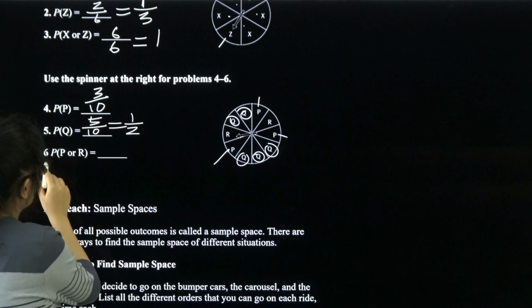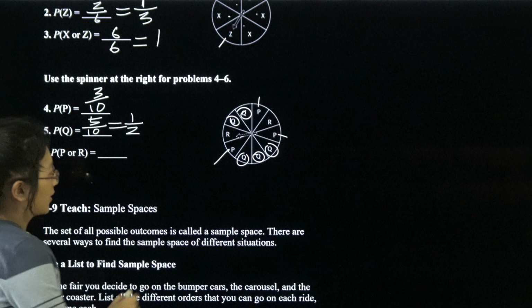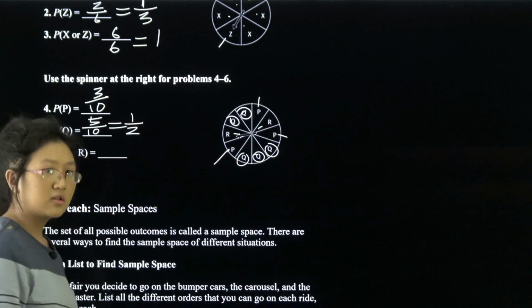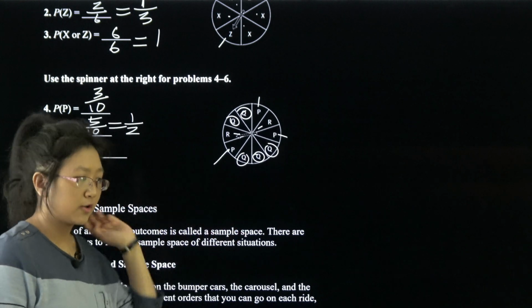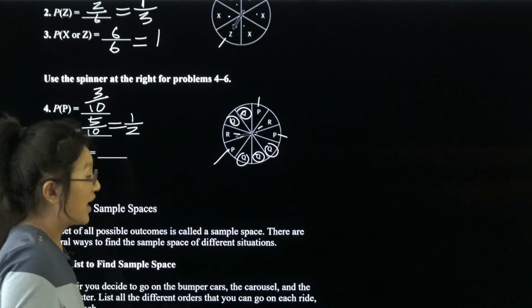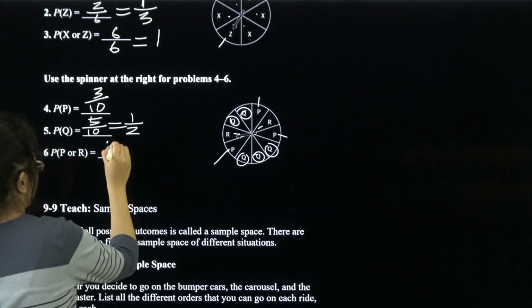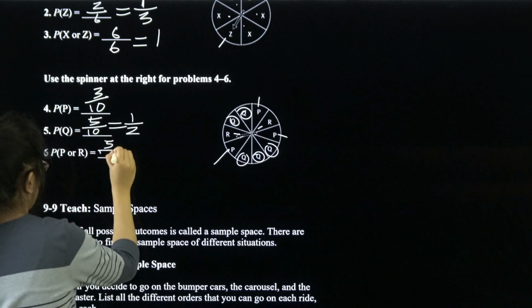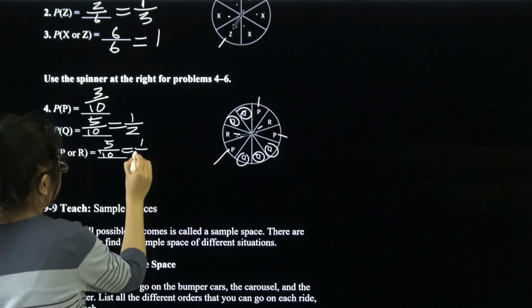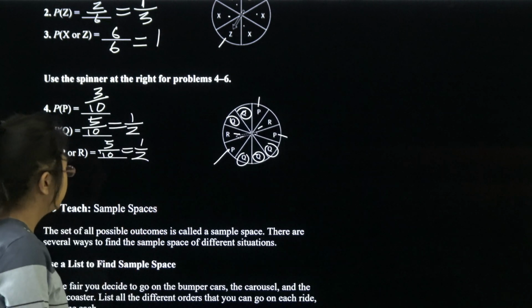And question number 6 asks us for P or R. So R is this. So there's 2 regions marked R and 3 regions marked P. So 2 plus 3 equals 5. So the probability of P or R would be 5 over 10, which is also equal to a half, or 1 over 2.